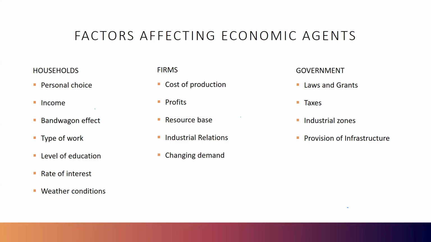Industrial zones could decide where businesses are located and where they operate. And any provision of infrastructure can make the interactions between households and firms much easier. Imagine if there were no streets anywhere at all, they're just forests. How long are you going to take to get from one place to the next? But because of the infrastructure that the government puts in place, the roads, the bridges, the buildings, all those different things, now we can interact with each other far easier.